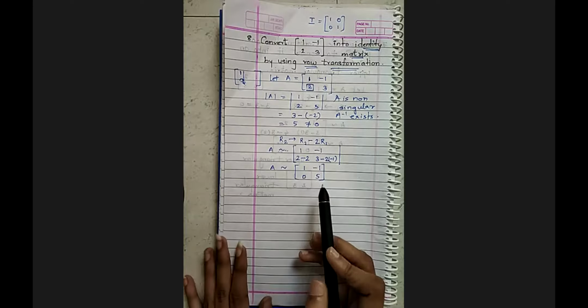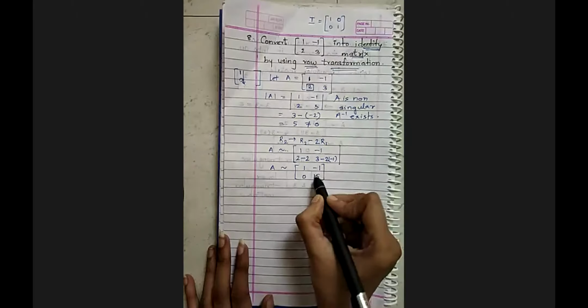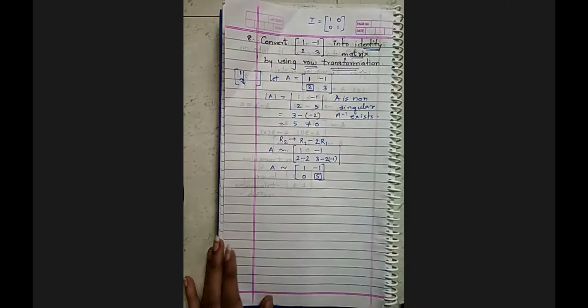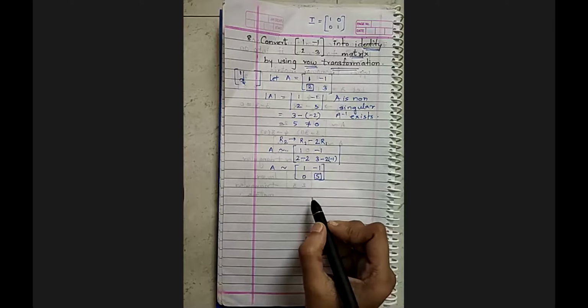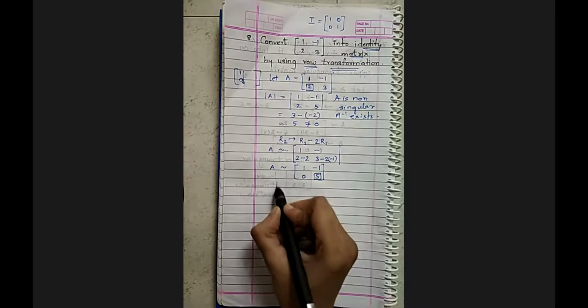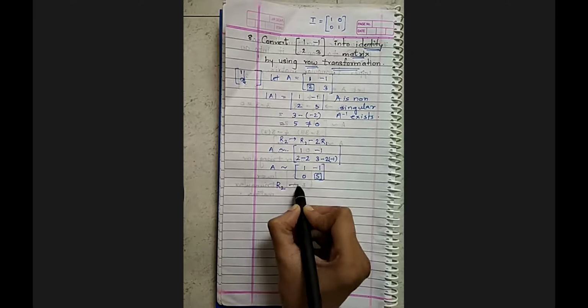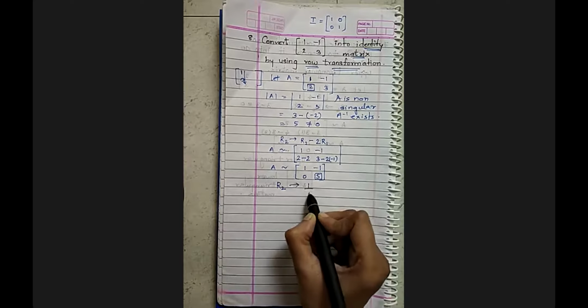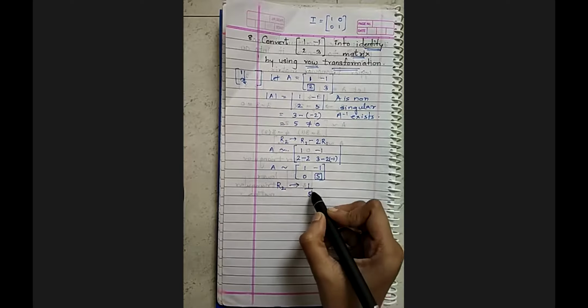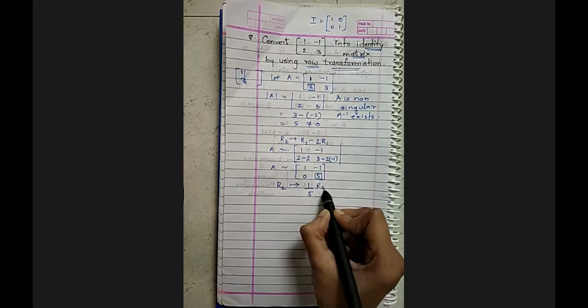Okay. So which place you need to change now? You need to change this place. So what you can do to change 5 into 1? How you can replace 5 into 1? Okay, so what I will do is I'll multiply reciprocal of 5 to it. Okay, that means I'll change R2. R2 changes to 1 upon 5, 1 upon 5 R2.